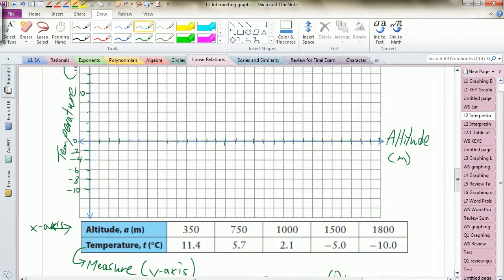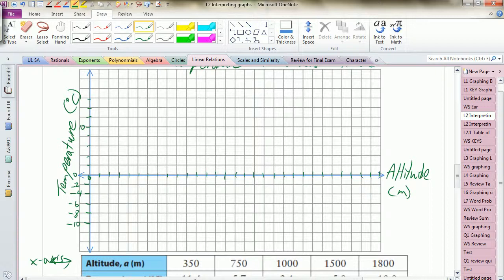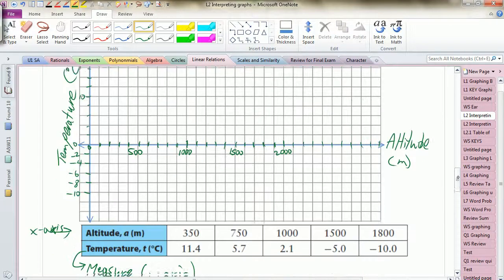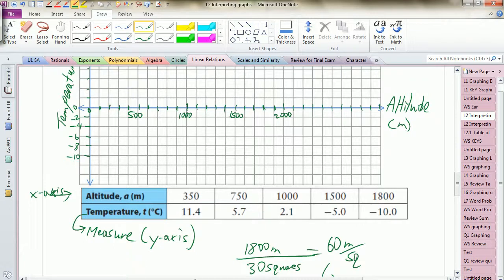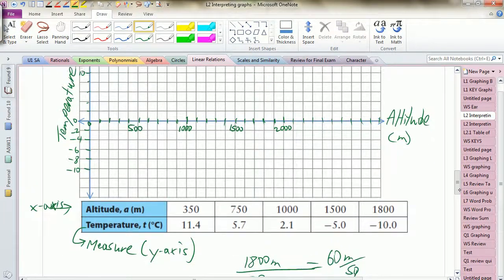Okay. Always start at 0. So we had 0, 100, 200, 300, 400, 500, 600, 700, 800, 900, 1,000, 1,100, 1,200, 1,300, 1,400, 1,500, 1,600, 1,700, 1,800, 1,900, 2,000. Okay. Now, I could have taken temperature and done the same thing, divided it, but this one's a little bit weird with the temperature because you have the negative, so I didn't do that for us. Okay. So now you're going to plot the numbers on the grid.